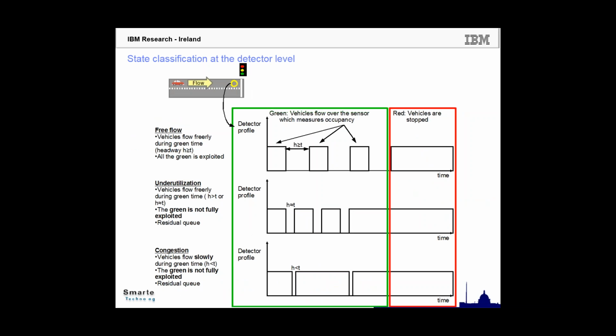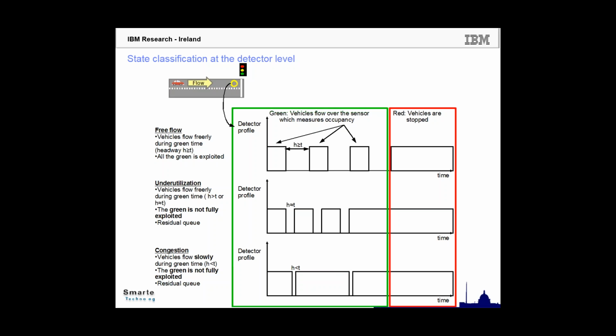So just to give you an idea of how these states can be defined on a detector level, so at a very specific level, here there are 3 examples of the magnetic signature of the detector in each one of these states. So in the free flow state, you can see that the signature of the detector shows the passing of vehicles, and the vehicles are going freely, so there is no problem regarding possible queues. Of course, during red time, vehicles are stopped.